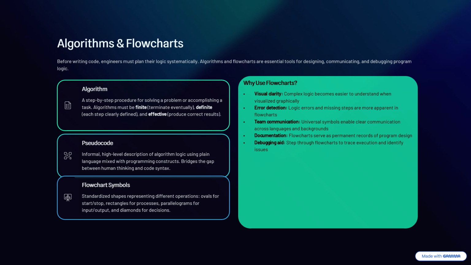Why do we use flowcharts? This question may arise in your mind. So the answer is that they provide visual clarity for complex logic and make it much easier to spot errors and missing steps. They also act as a universal symbol for team communication and serve as permanent records for program decisions.